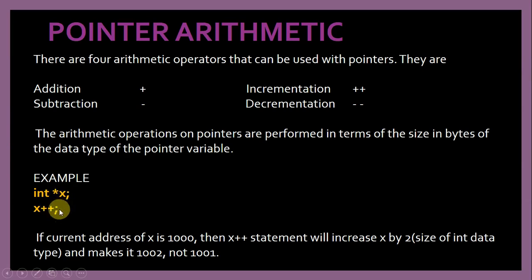not add 1 to it, but it will add the number of bytes of the data type to which it is pointing. As it is pointing to an integer type variable, int type, it will add 2 to its original address. So if the address is 1000, then the x plus plus statement will increase x by 2 and make it 1002. It will not be 1001, but it is 1002.